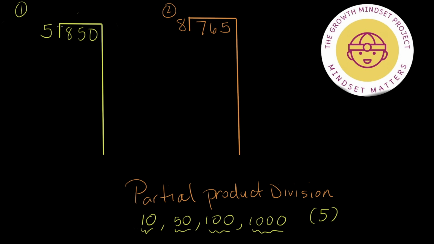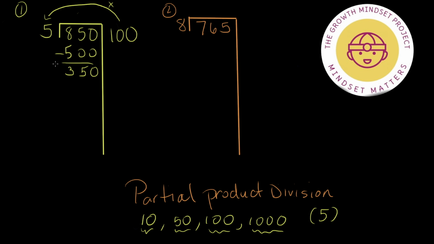Okay, well, what if we started with 100 instead? Okay, can 5 go into 850 100 times? Well, let's see. Let's multiply. Okay, 100 times 5. Well, that's going to be 500. Okay, so now we're going to subtract. 0 minus 0 is 0. 5 minus 0 is 5. 8 minus 5 is 3.